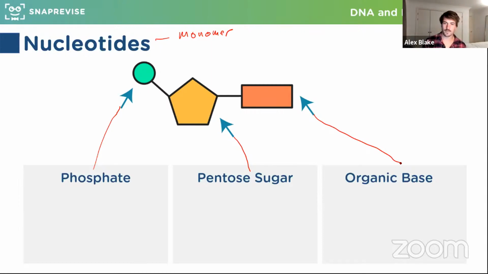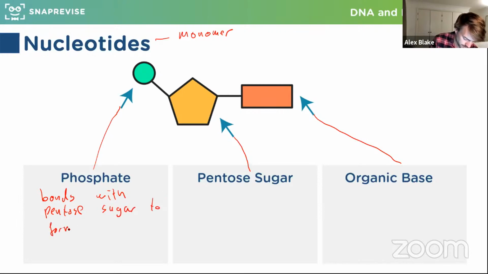So the phosphate, what can we say the phosphate does, or how does it help with forming DNA? Yeah, it forms part of the backbone, the sugar phosphate backbone. Exactly. Nice. So it bonds with the pentose sugar to form the backbone, or sugar phosphate backbone. Let's write the whole thing out. And some of you told me the bonds already.